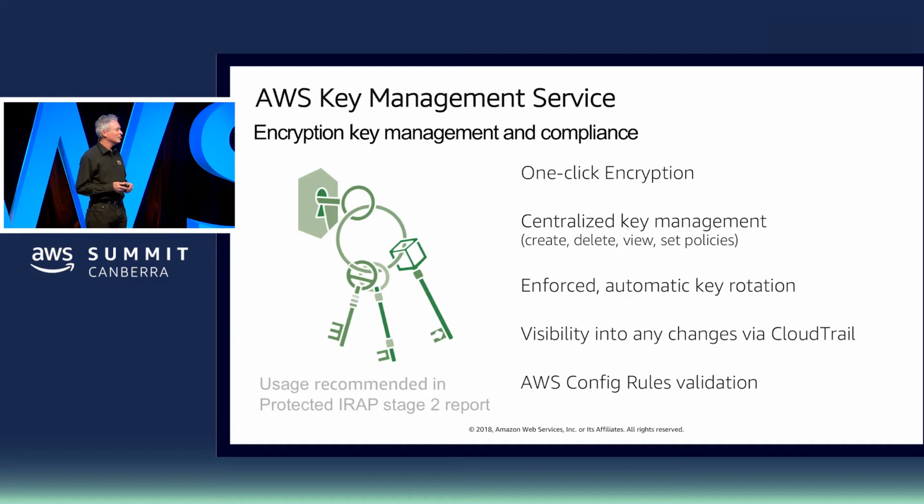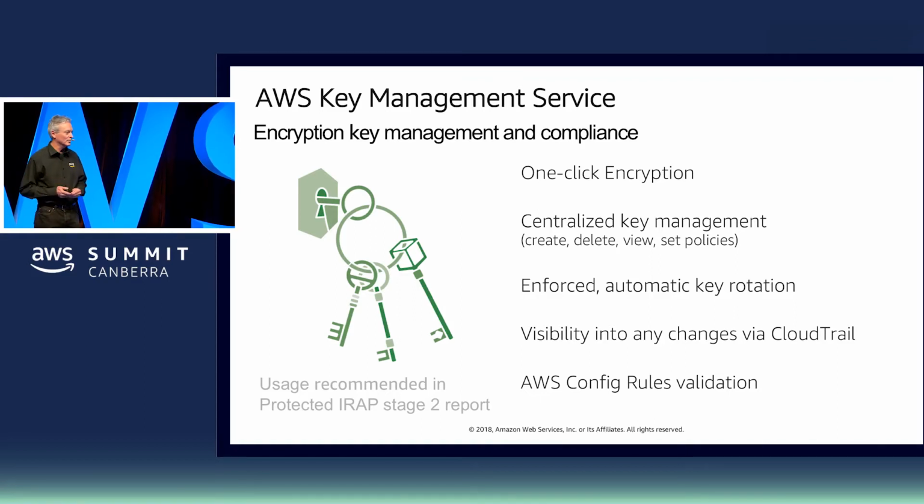What KMS gives you the ability to do is very simply enable encryption at rest for storage and other services in a very straightforward manner. So you can literally, with something like Simple Storage Service, hit a checkbox, select a key, and you know that you've enabled encryption at rest of all the data in that bucket, for example.